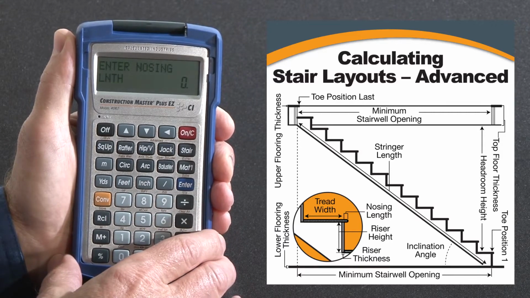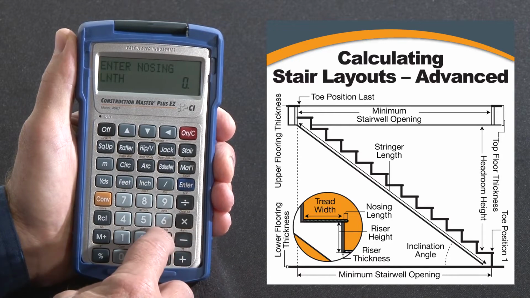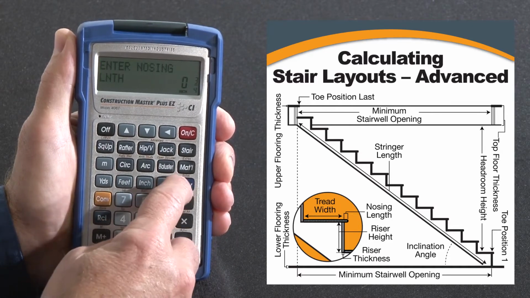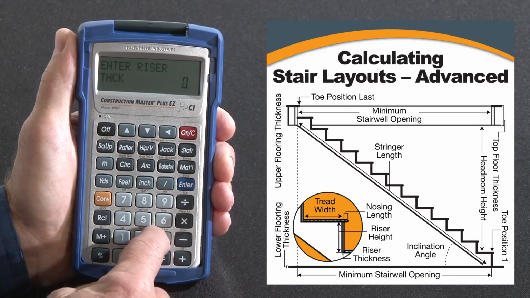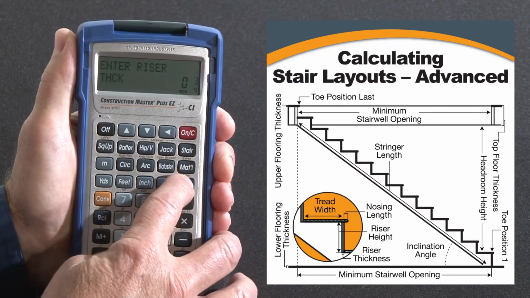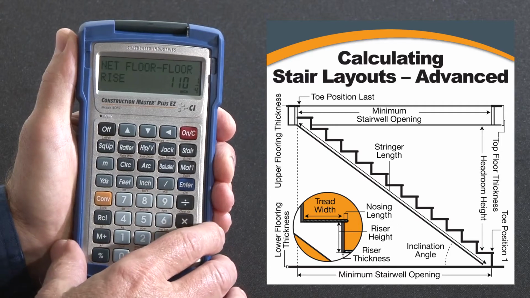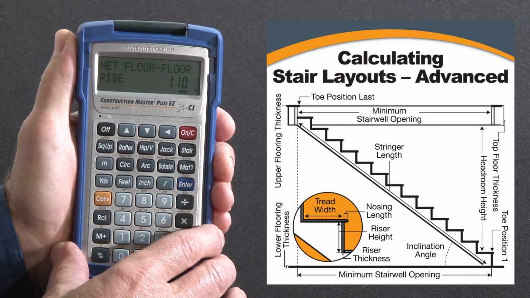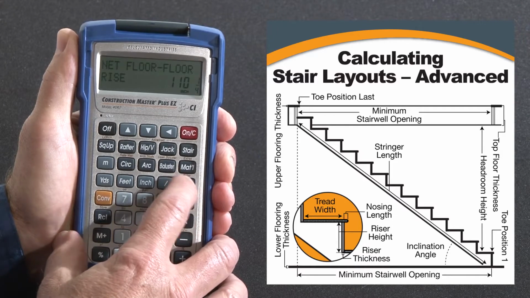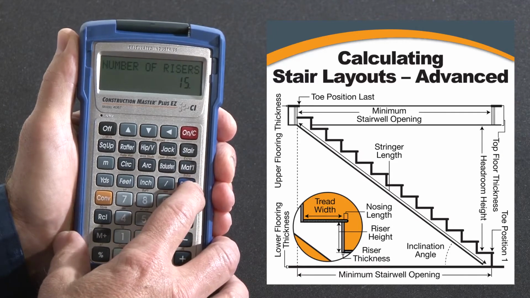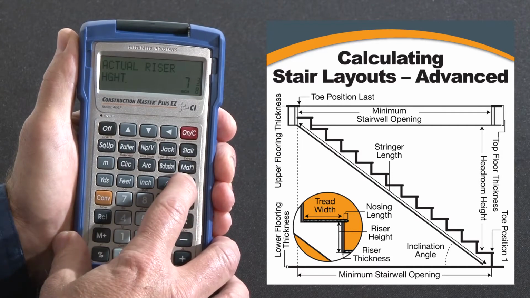The nosing length, that's the amount of overhang of the tread over the top of the riser. So we're going to go with a 3/4 inch. And the riser thickness can also be 3/4 of an inch. Now it gives me my net floor-to-floor rise of 110.25 because of the difference between the upper and lower flooring thicknesses. The number of risers is going to be 15. The actual riser height is 7 3/8.